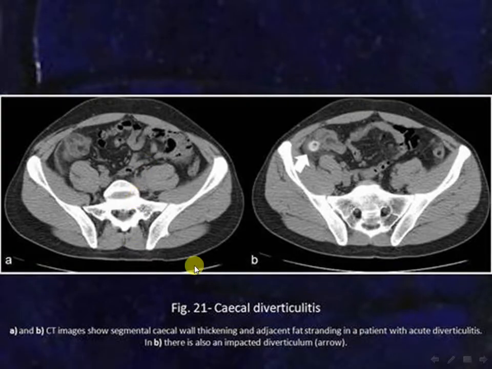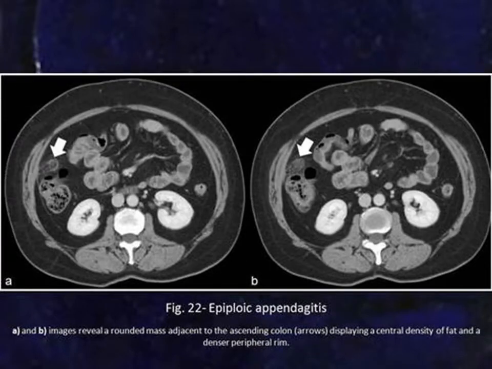Cecal diverticulitis, you can see it here: cecal wall thickening and fat stranding in patients with diverticulitis. You can see the fat stranding here and here, and there is a diverticulum which is impacted, resulting in cecal diverticulitis, which is not as common as sigmoid diverticulitis. It's relatively rare, but we should keep it in mind.